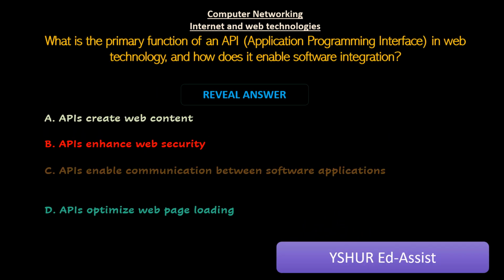What is the primary function of an API, application programming interface, in web technology, and how does it enable software integration? A. APIs create web content. B. APIs enhance web security. C. APIs enable communication between software applications. D. APIs optimize web page loading.